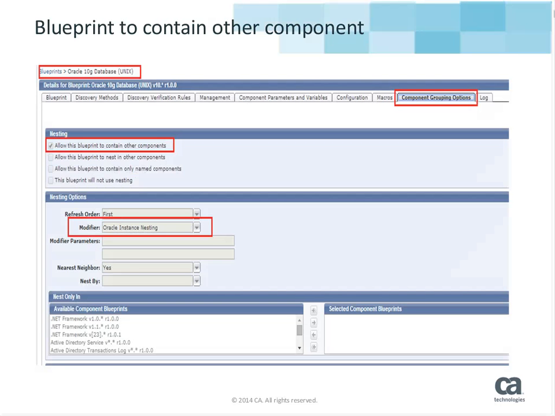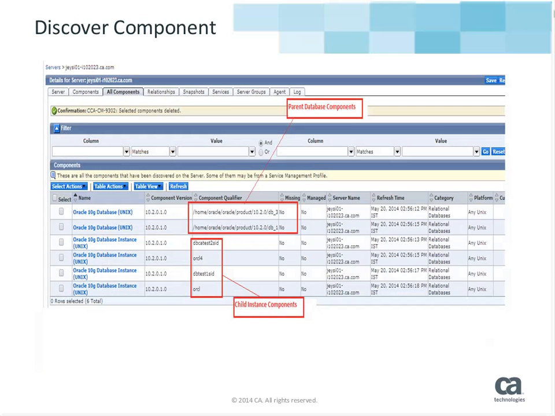I'm going to select the blueprint for Oracle 10G database. I'm under the component group options tab. I'm going to allow the blueprint to contain other components. I'm selecting my modifier, Oracle instance nesting, and then I get my parent database components. Looking at this, I can see the component qualifier. I can also see the child instances that are underneath that. So I can see DBCA test 2, SD, I can see Aura 4, and so forth.